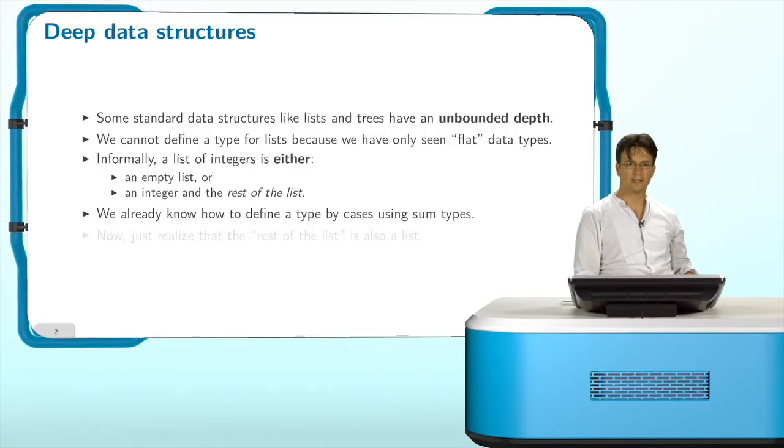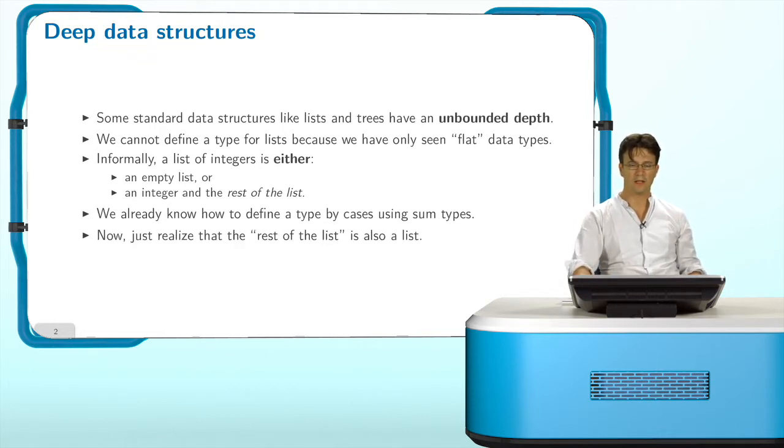This looks exactly like a sum type. And what you just have to realize is the fact that the rest of the list is also a list. So you just have to reuse the name of the type that you are defining inside the definition of this type. So we will be able to define deep data structures using recursive types.